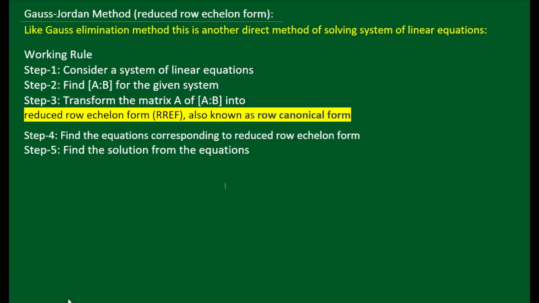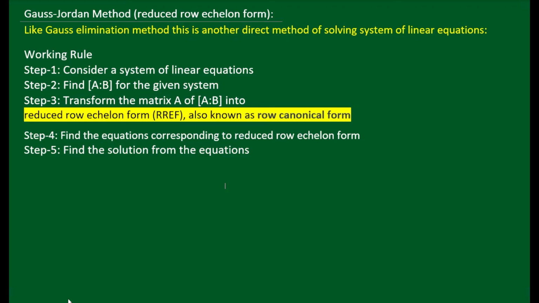Hello everyone and welcome back to yet another very important topic, which is called the Gauss Jordan method, or sometimes it is called the reduced row echelon form method. I think you have gone through the previous lecture, which is on the Gauss elimination method. This is also a direct method. So why is it called a direct method?